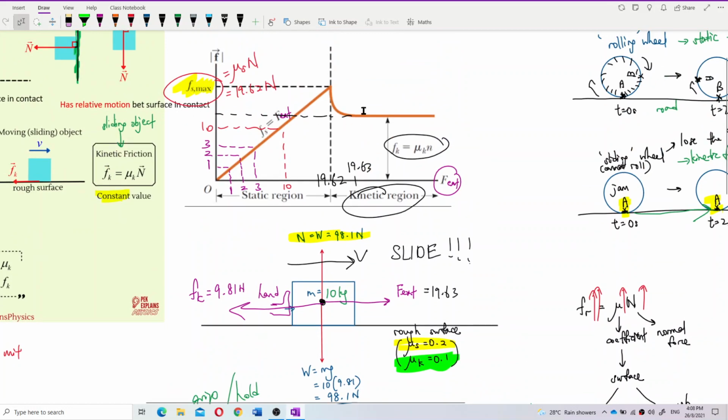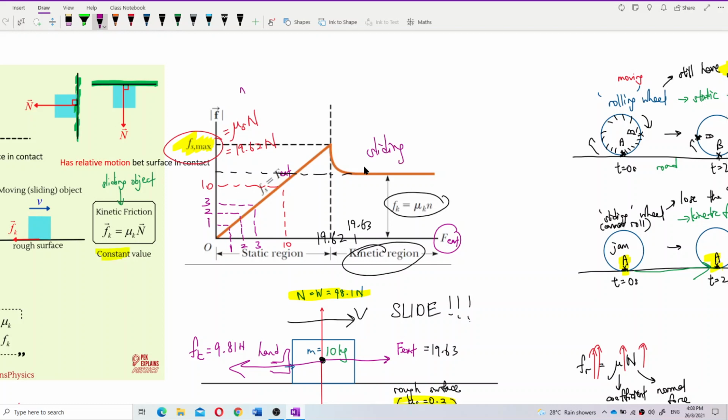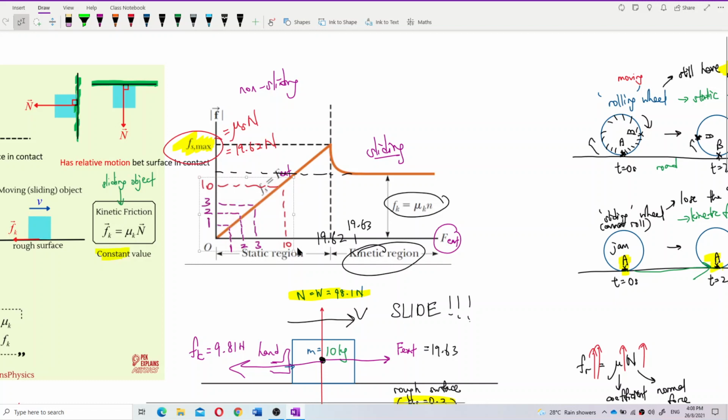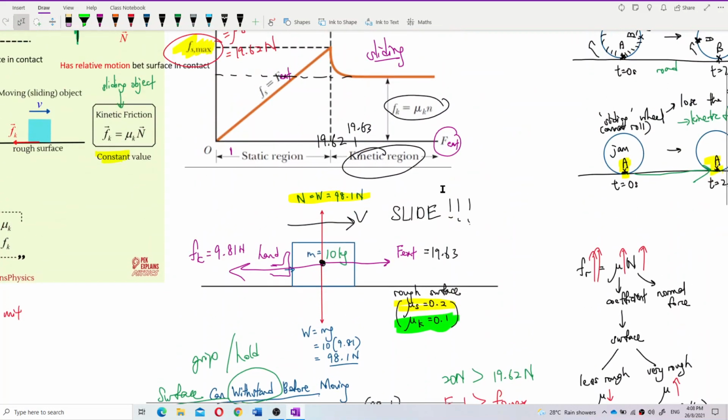So the surface no longer provides friction of 19.62 Newton. Just now that part was non-sliding yet. This part is sliding already, so it dropped to the sliding friction. So when it starts sliding already, the friction now becomes 9.81.